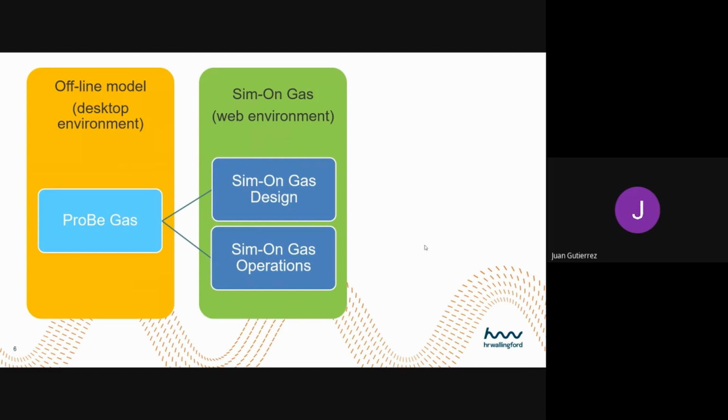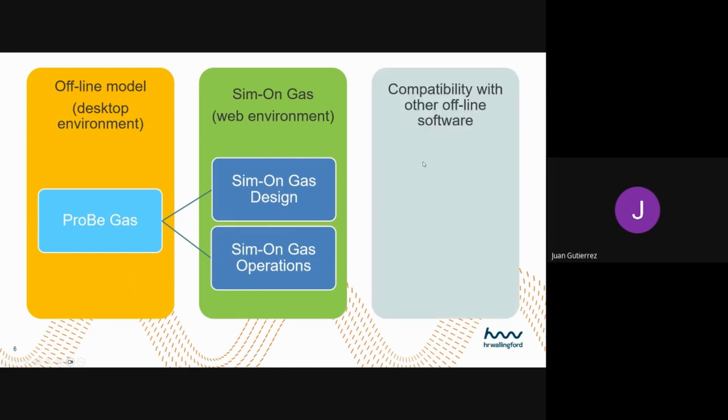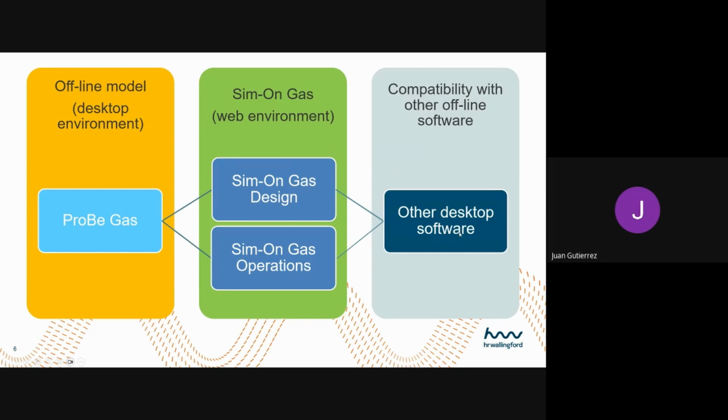To finalize this quick introduction, this is the way we usually work. Probigas is our base where we create the models, and then we work with Simon Gas Design and Simon Gas Operation, which is in the web environment. But actually, we are also compatible with any other software. So if you use other software and you don't want to move to Probigas, that's not a problem. You could bring into our web platforms the model that you've created in your own platform.